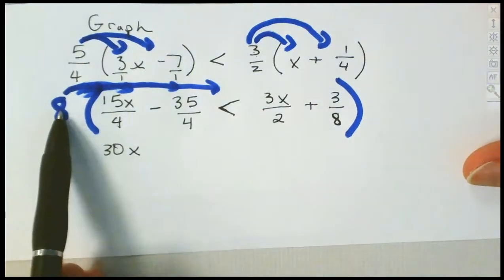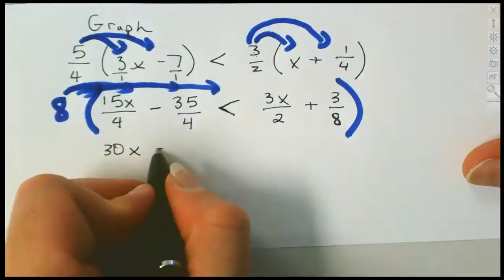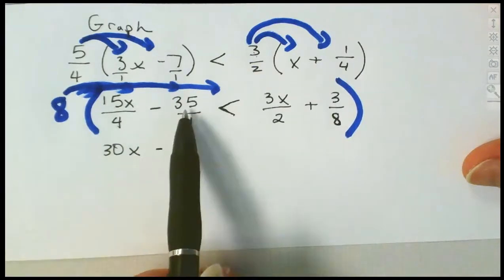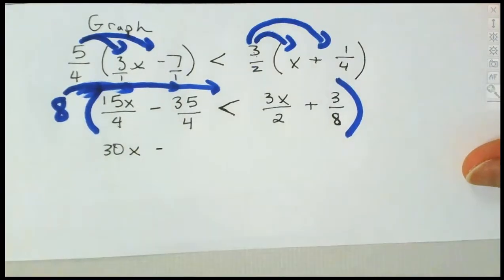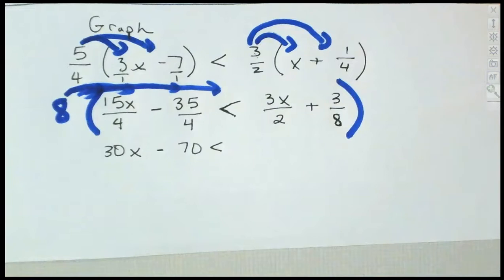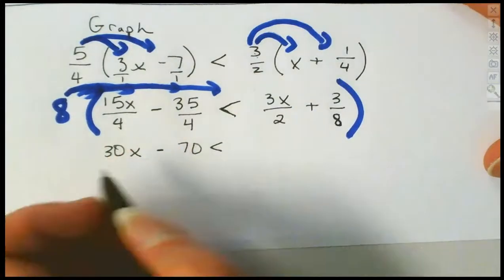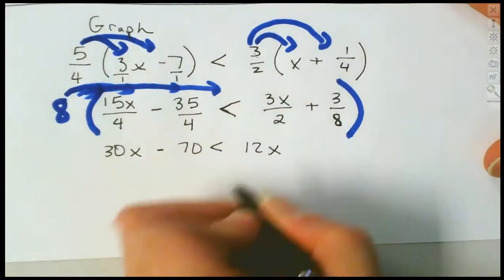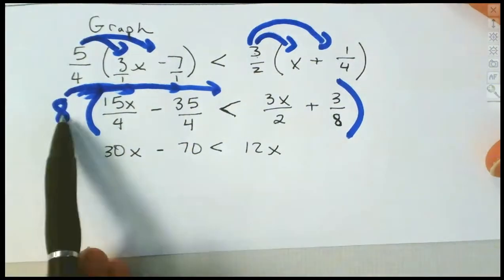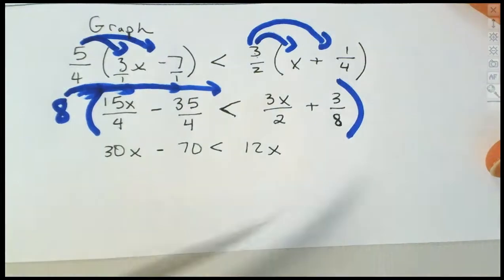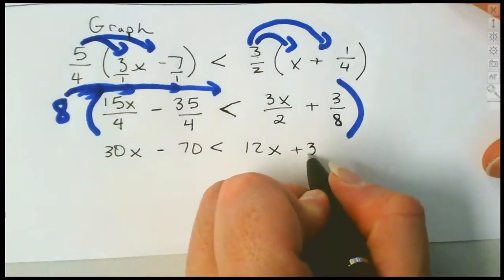Next, we've got 8 divided by 4. 8 divided by 4 is a 2, and 2 times 35 makes it a 70. Inequality symbol never changes until the end. 8 divided by 2 is 4. 4 times 3 makes it 12x. 8 divided by 8 is 1. 1 times 3 makes it the 3 there.